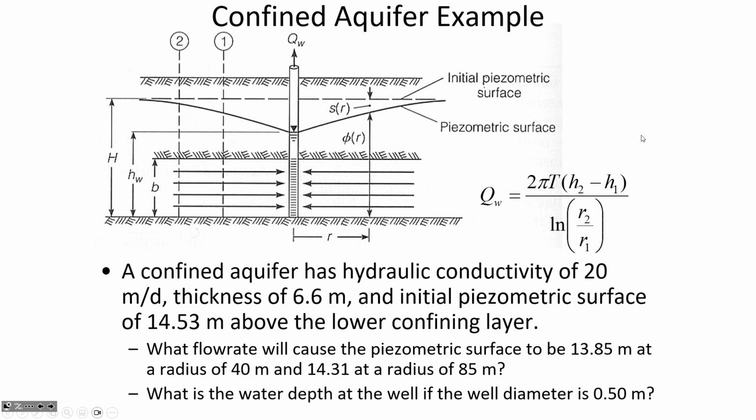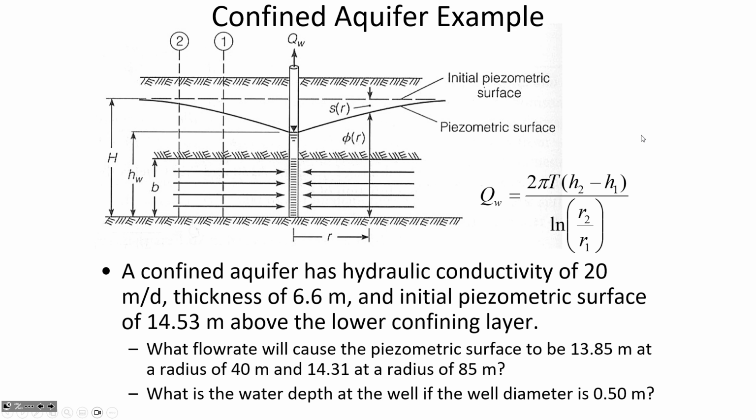So what we have is R1 some value and R2 some value. Do you remember which is 1 and which is 2? 1 is the closer location. So the closer location is 40 meters. So R1 is 40 meters and R2 is 85 meters. And the height of the piezometric surface at the closer one is 13.85 meters, and then H2 is 14.31 meters.